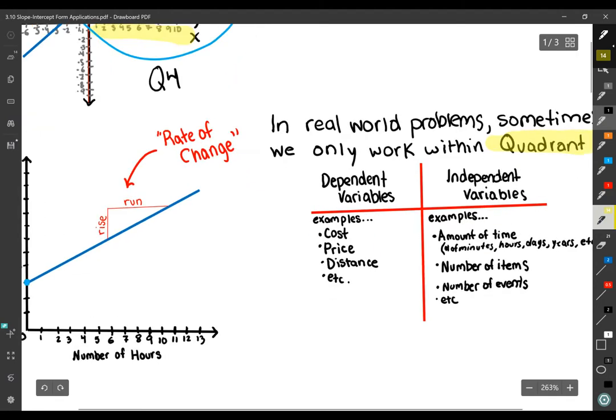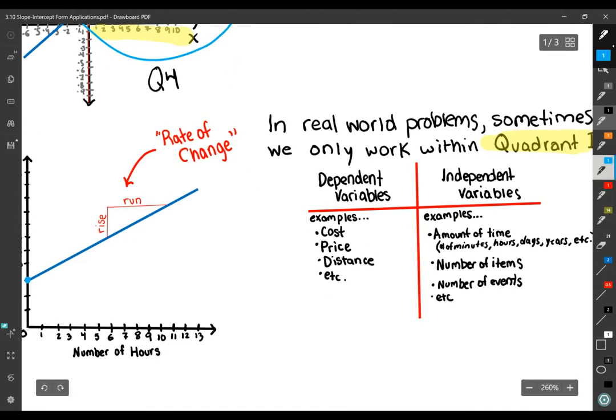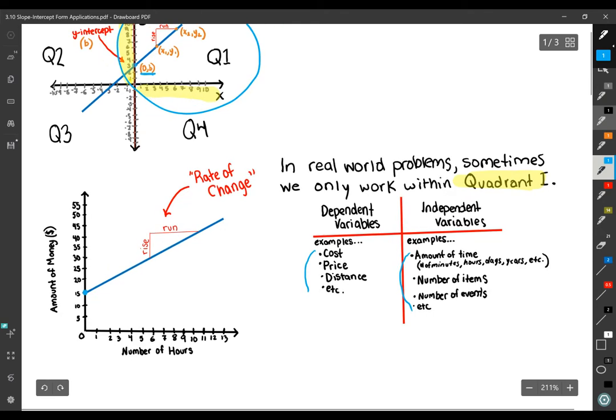If we look at all these items, cost, price, distance, we would never have a negative cost, or a negative price, or a negative distance, right? And similarly, we would never have a negative amount of time or a negative number of items, right? So it makes sense that we are only working in quadrant 1, okay?